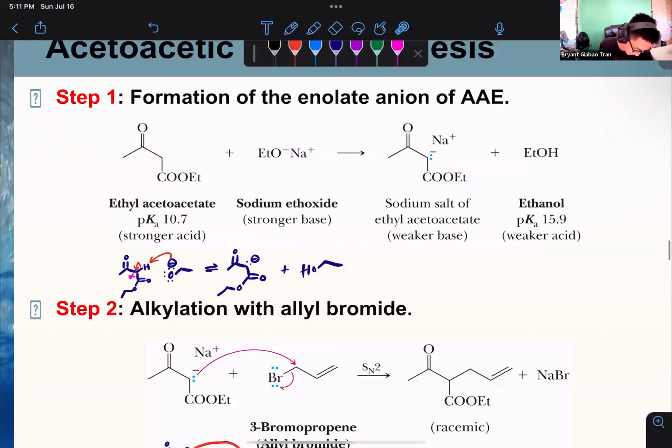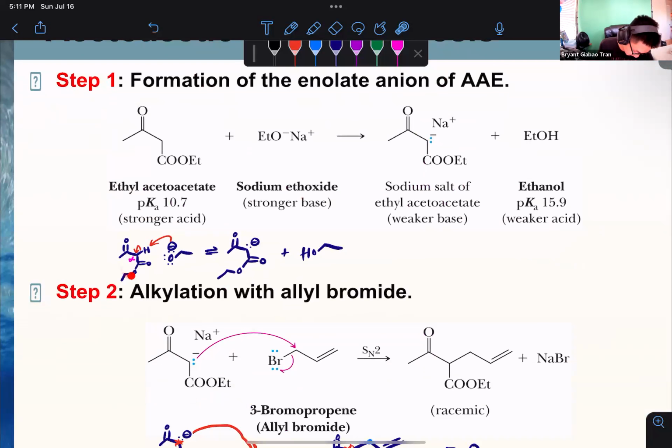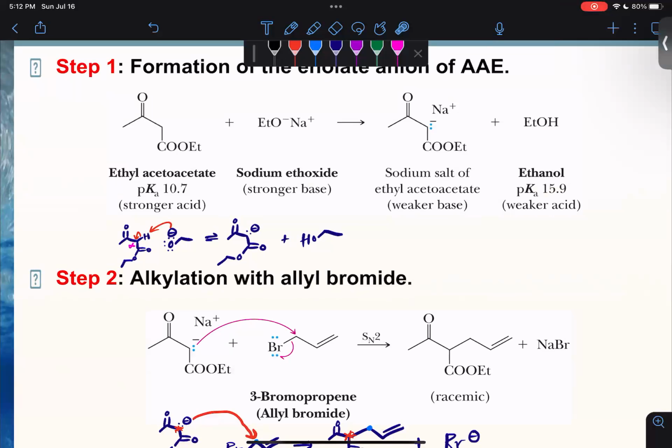So here's the mechanism. Step 1, this is the acetoacetate. We do a Claisen condensation. Actually, we don't do a Claisen condensation. You see how this alpha hydrogen between these two carbonyls is the most acidic hydrogen. We use ethoxide as the base to deprotonate it and make our nucleophile. And this is our nucleophilic alpha carbon. That's the first step, forming the enolate anion.